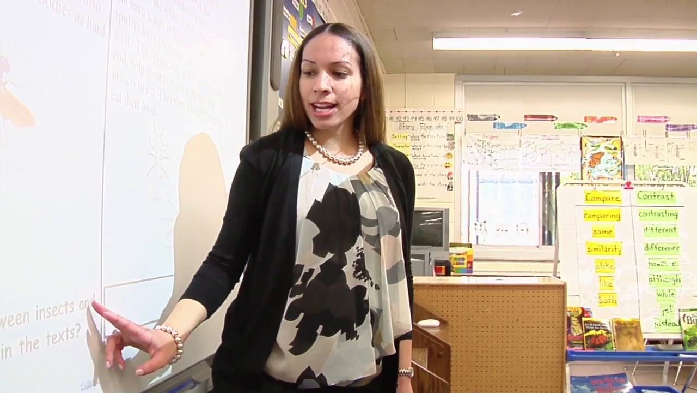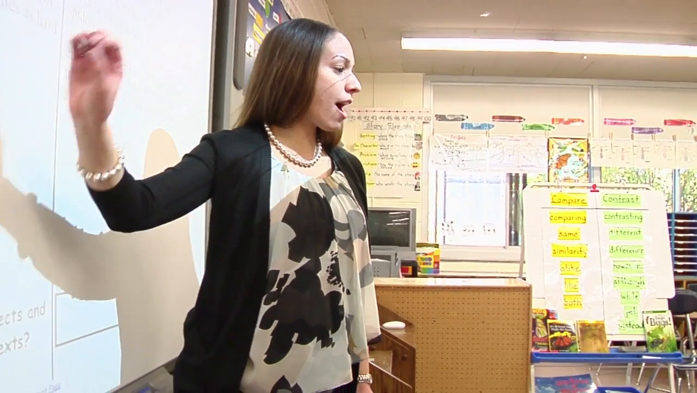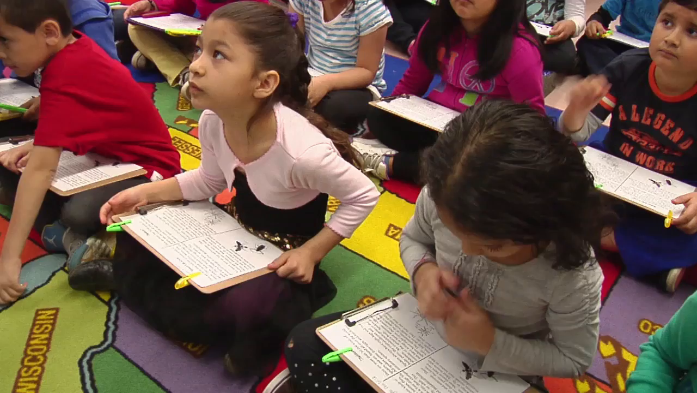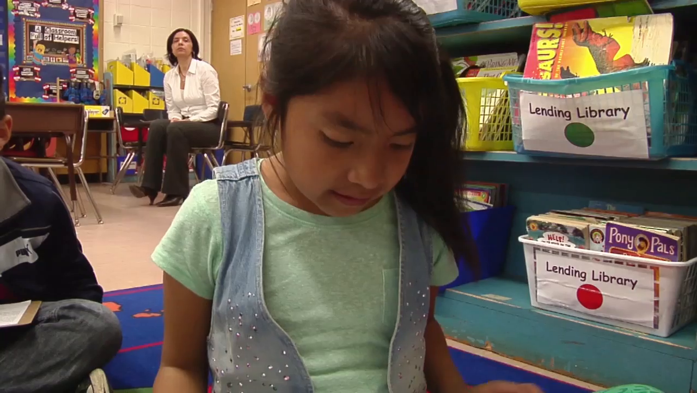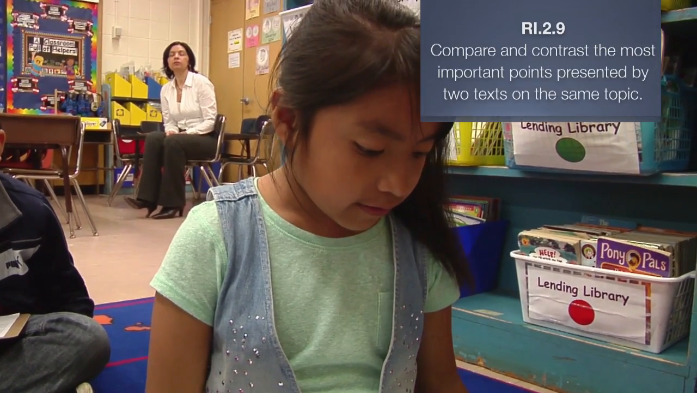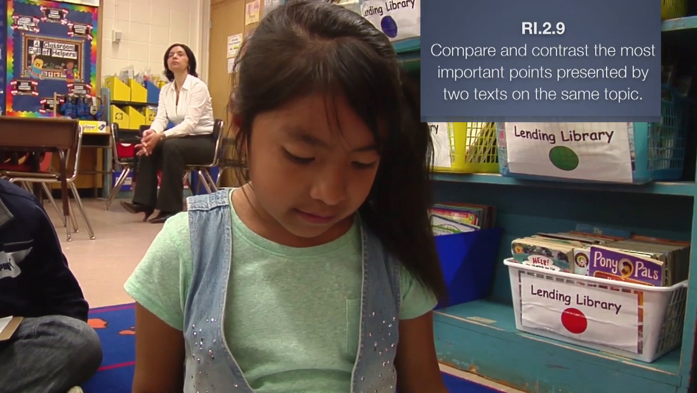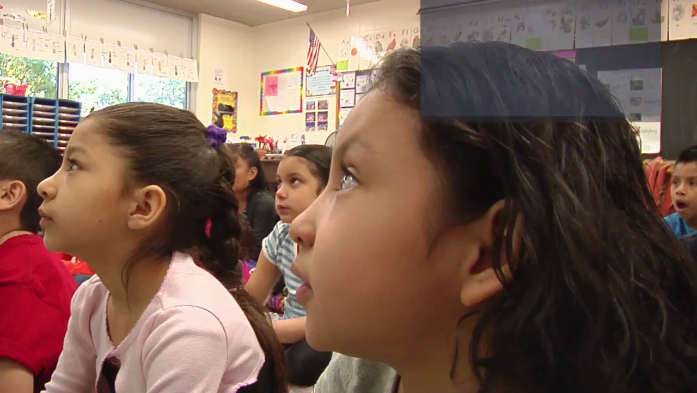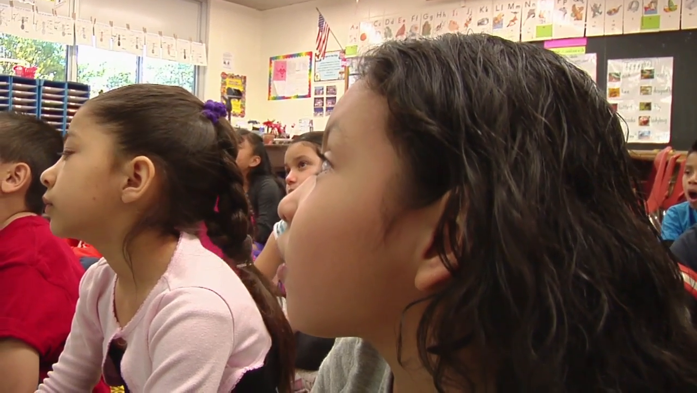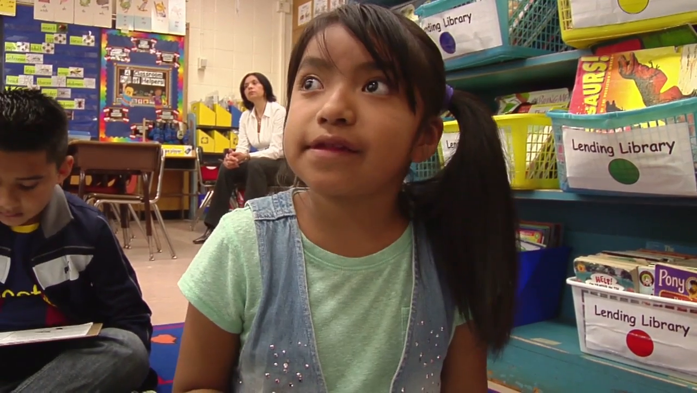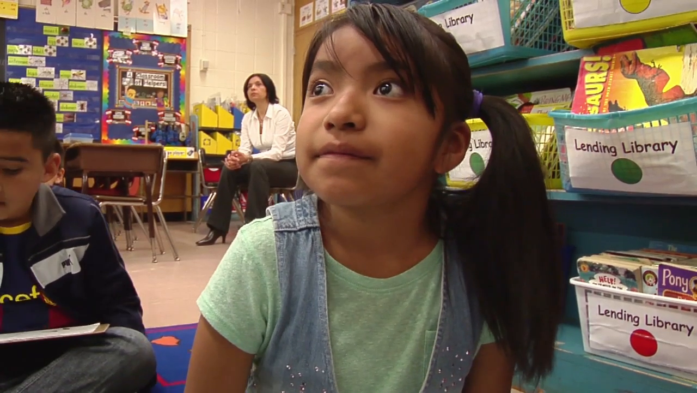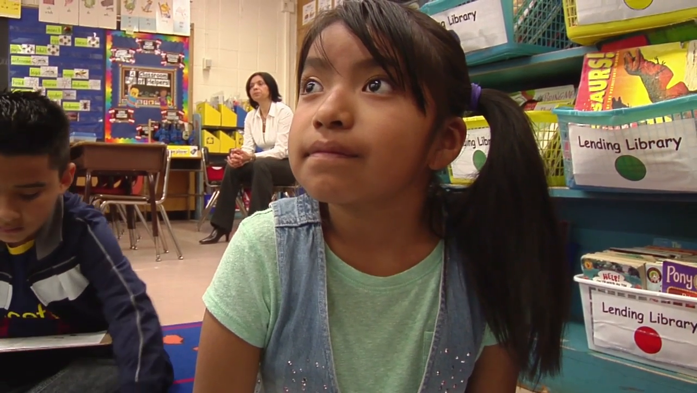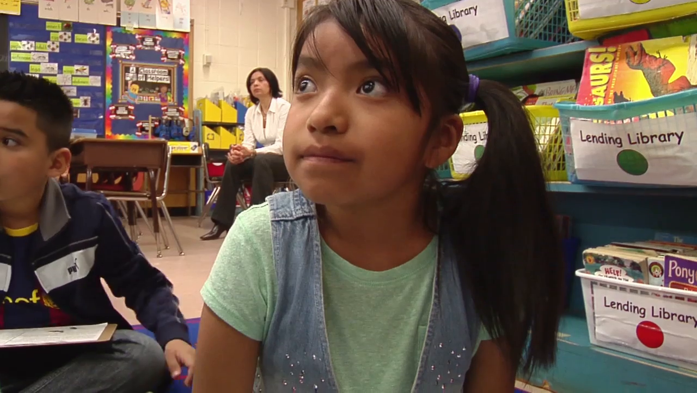What is a difference between insects and spiders that you find from the text? Jacqueline. A difference between insects and spiders is that all insects have 6 legs and all spiders always have 8 legs. Excellent. So now we're talking about the legs. How do you know that information, Jacqueline? Because it says in the text. Beautiful, because it says it in the text. All of our answers that we're finding come from the text.